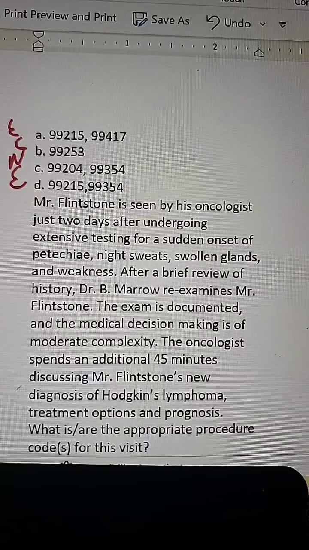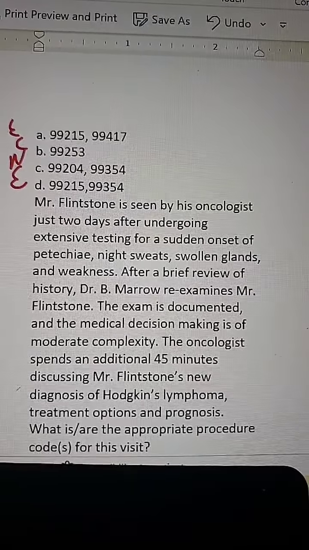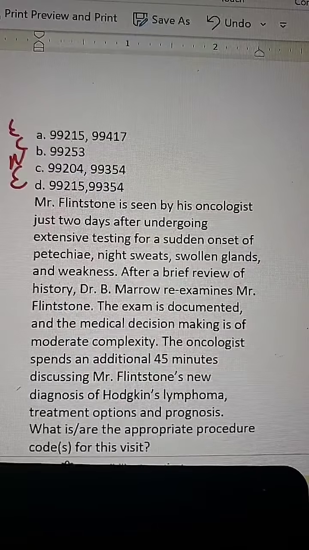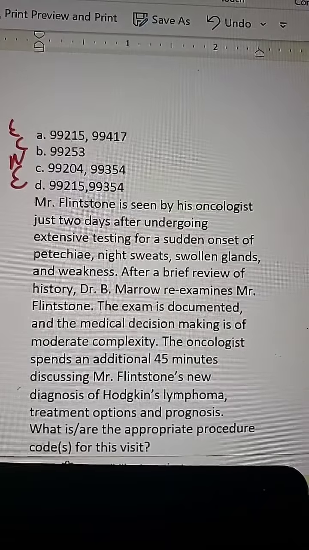Anybody want to take a guess on this one? I got a vote for D. I've got a vote for established patient.